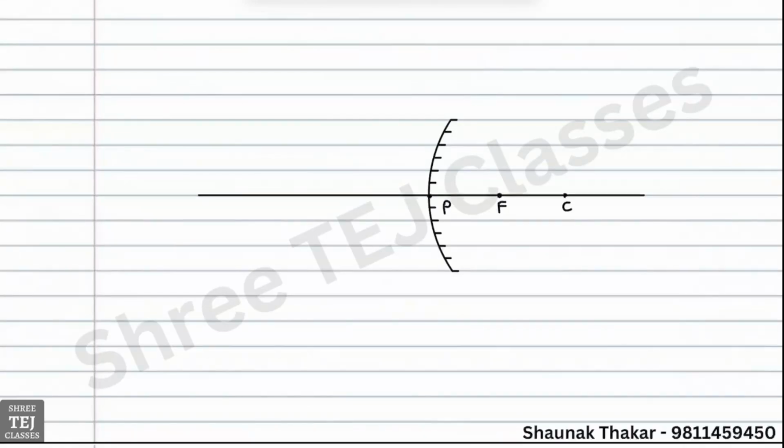Now let us start with rules for drawing ray diagrams for convex mirror. As we can see, we have a convex mirror here which is curved outwards. In the previous video, we have looked at images formed by concave mirror which is curved inwards. Now you can see here that the focus and the center of curvature of the mirror are behind the mirror.